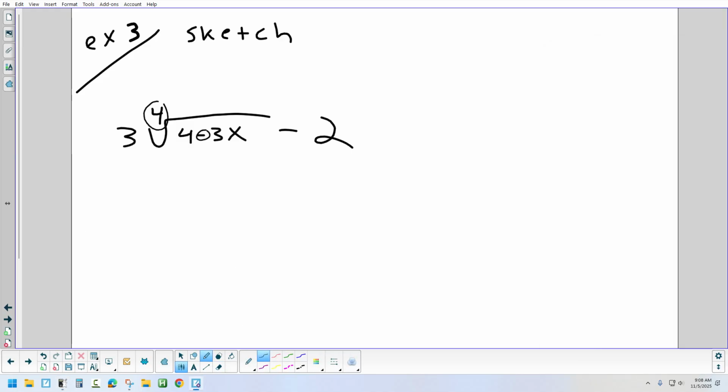Okay. All right, so let's graph this. So we just said it's going to have a start point. What's going to be the equation that I have to write down to find my start point? Yep. 4 minus 3x equals 0. Okay. First step to get x by itself. Add the 3x. And then divide by 3.